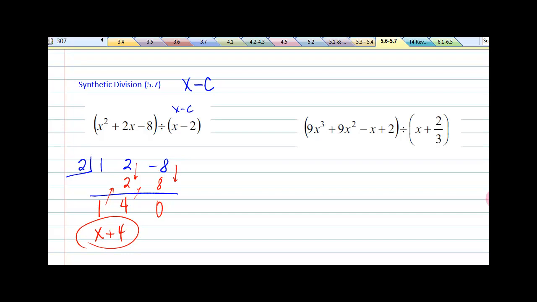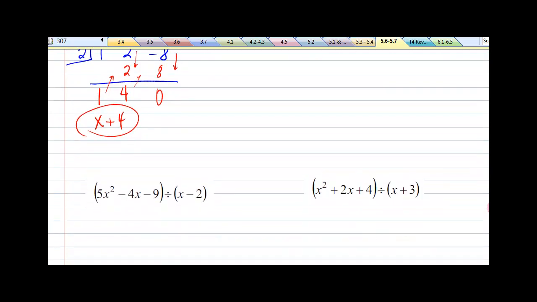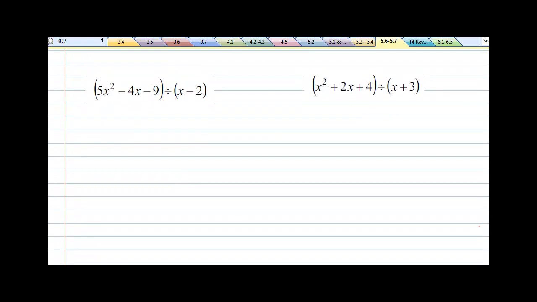Let's work one more, a couple more actually. Let's look at this one right here. Once again, I have a polynomial being divided by a binomial whose highest power is 1. The coefficient is 1, and it is of the form x minus c. In this example, I just pull my 2 out again, as is. It's a positive 2.